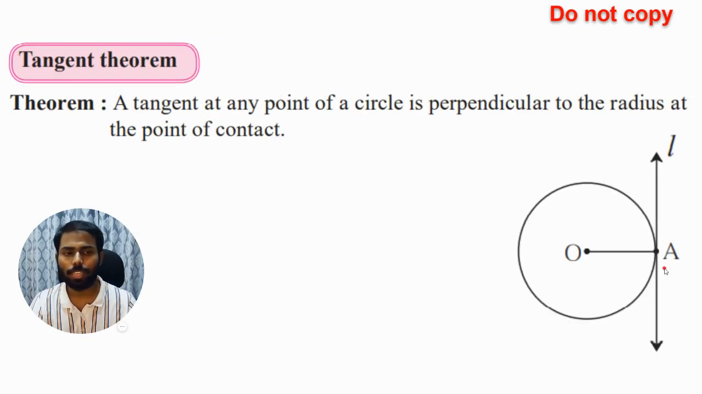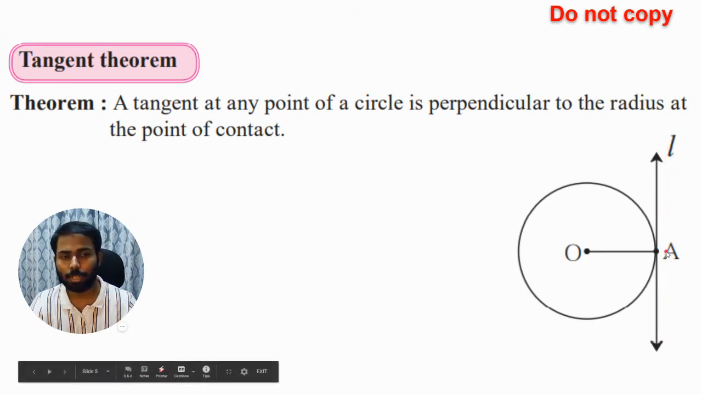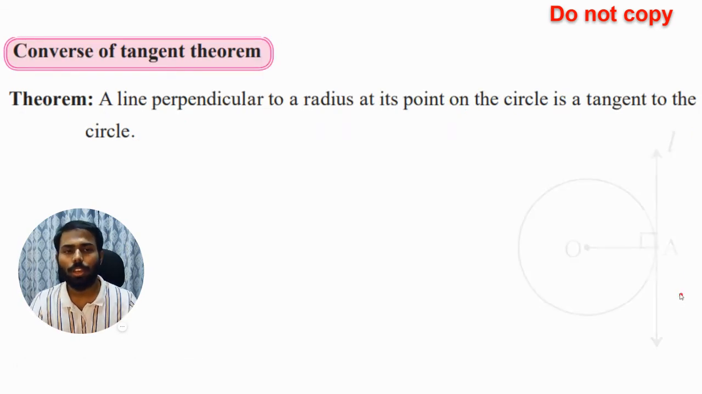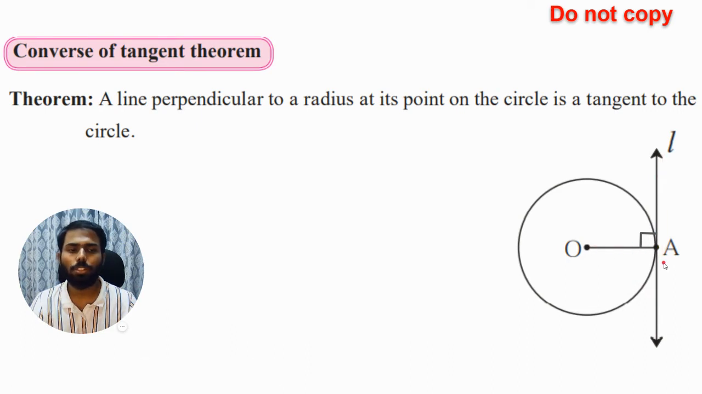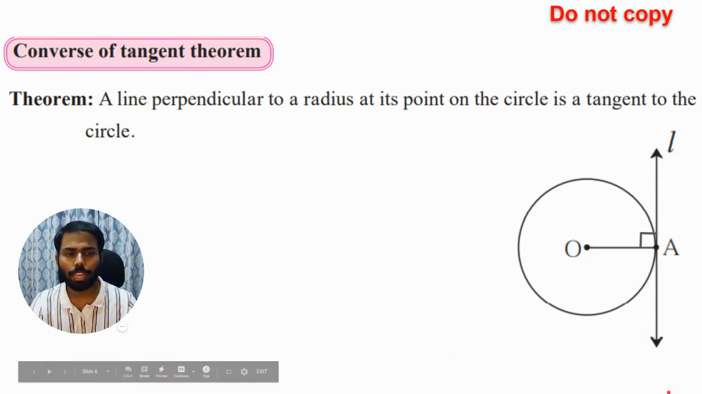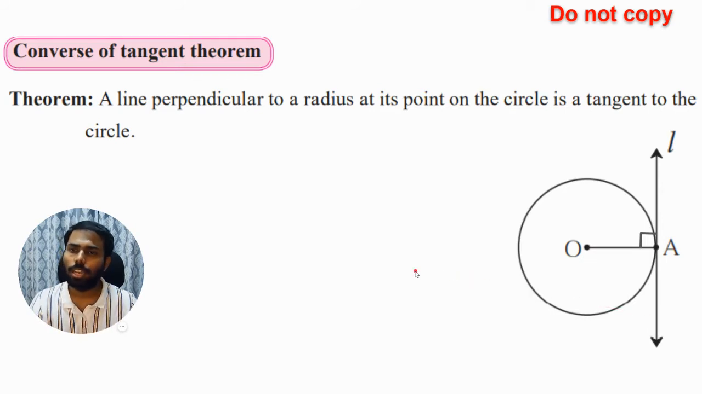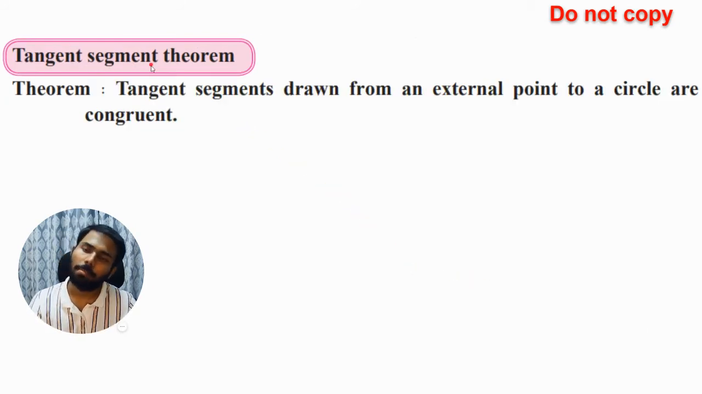So in the first case this tangent was given, and because of tangent theorem radius was becoming perpendicular to the tangent. In converse, it is just a line. And this radius is perpendicular to this line. If the radius is perpendicular to the line where the radius is touching the circle, then this line becomes a tangent. So converse theorem का उल्टा. Okay, and the last one is tangent segment theorem.